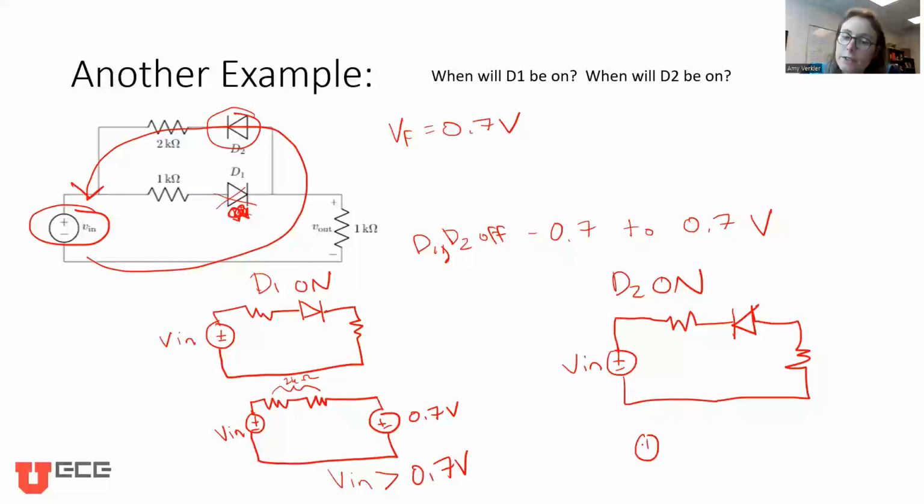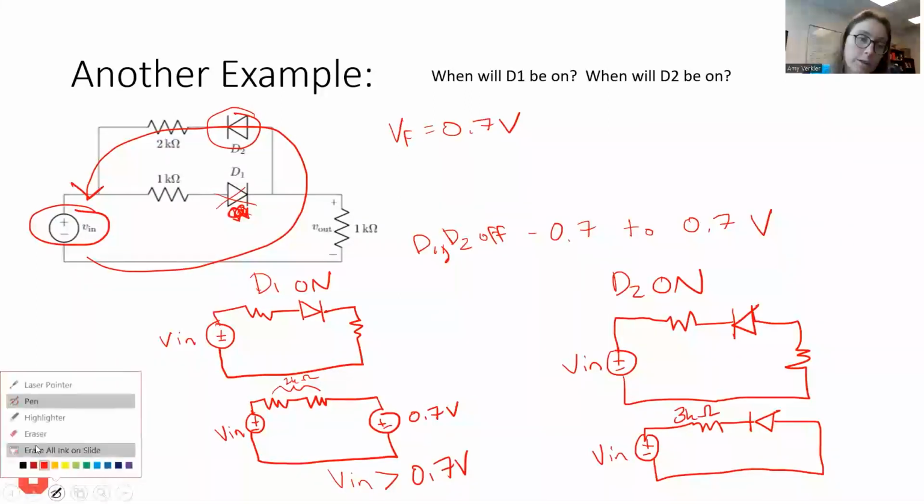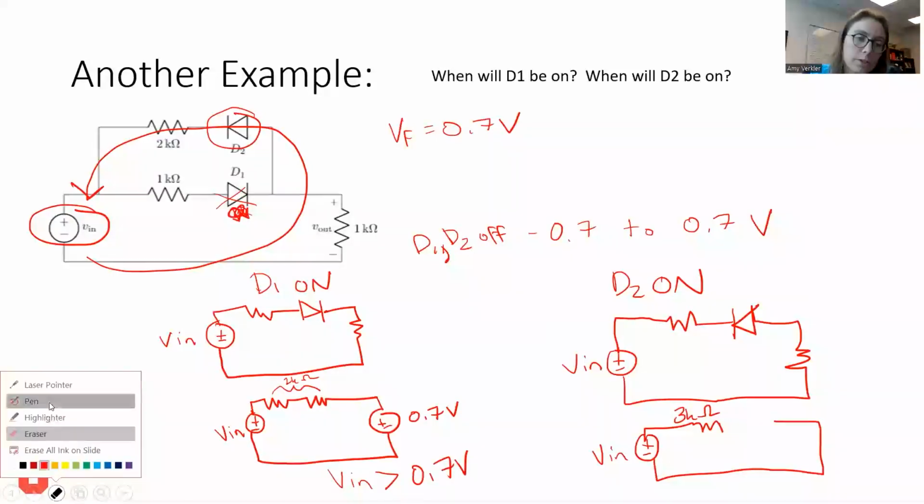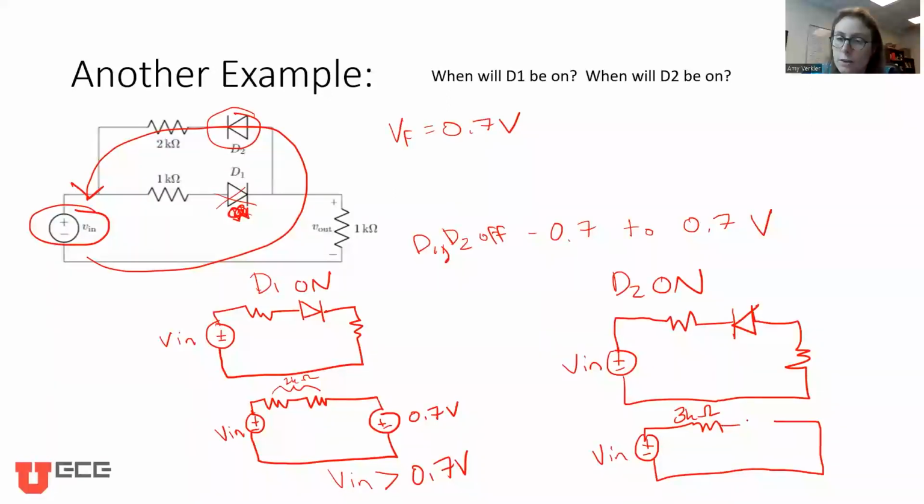And again, we can rearrange everything. So we have a single resistor. This time it's got a resistance of 3 kilo ohms. And actually, I will replace that diode with a voltage source of 0.7. Okay, and now we should be able to also calculate the current in that case.